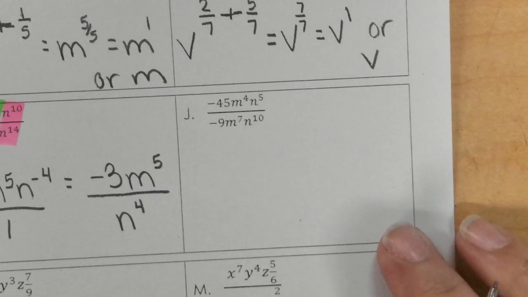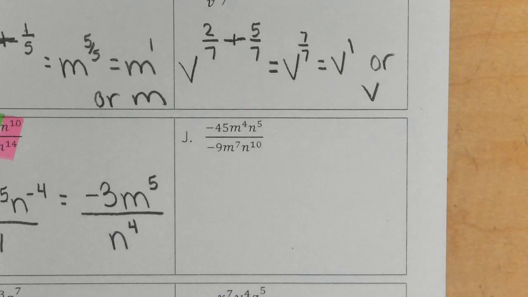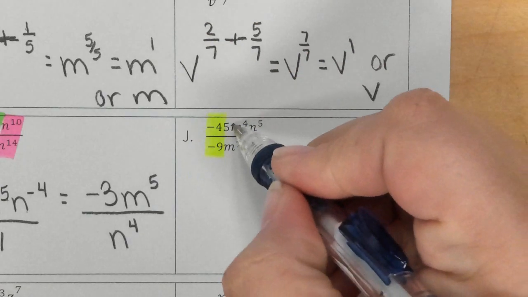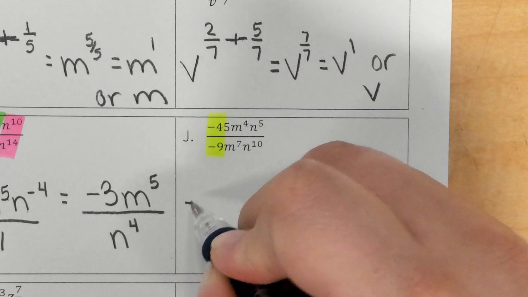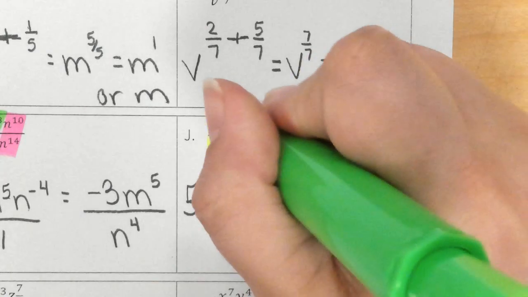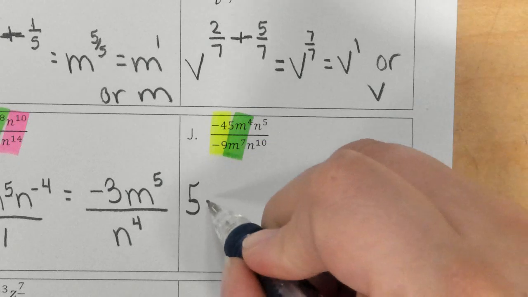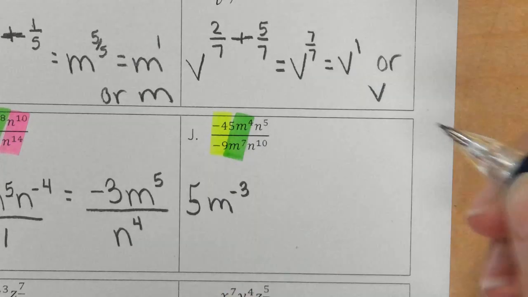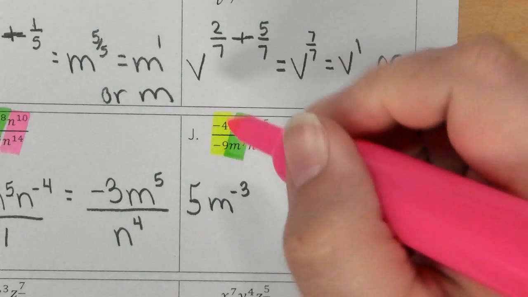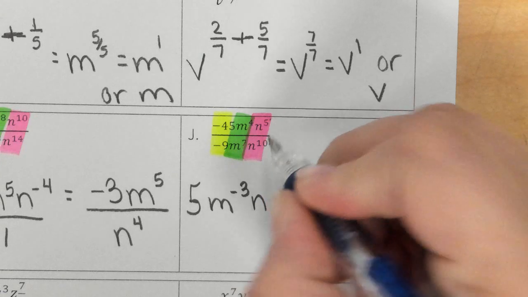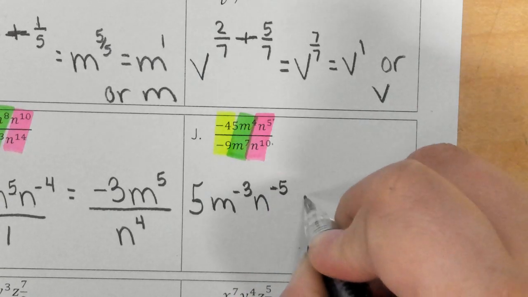Okay, and then the last one for this video. Again, let's divide the first two numbers. So negative 45 divided by 9 is positive 5. For the m's, 4 minus 7 is negative 3. And then for n, 5 minus 10 is negative 5.